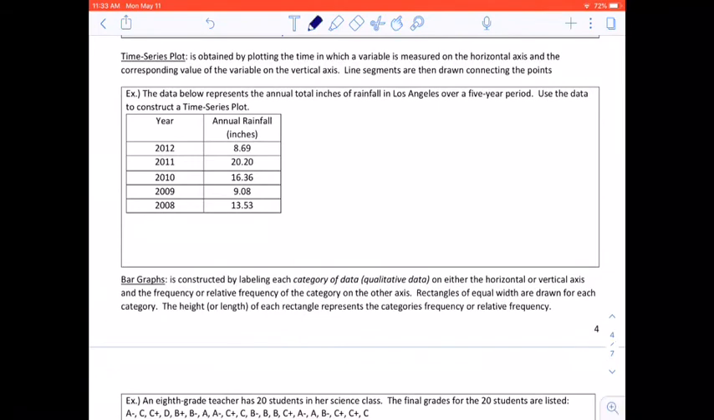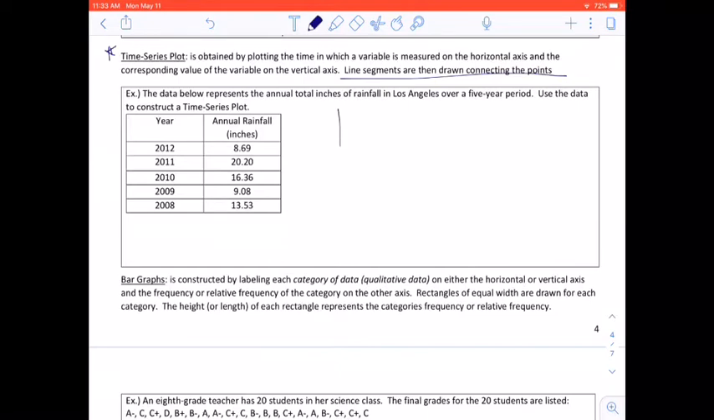The next graph that we have is called a time series plot. It's obtained by plotting the time in which a variable is measured on the horizontal axis and the corresponding value of the variable on the vertical. Line segments are drawn to connect the points, so we need to connect our points in straight lines. So the data here on this example says this represents the total amount in inches of rainfall in LA over a 5-year period. Use the data to construct a time series plot.